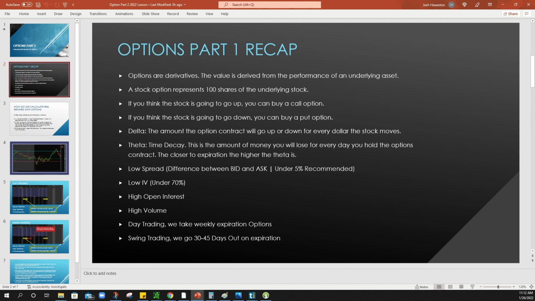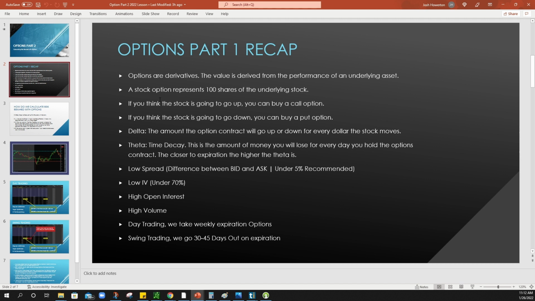This is our checklist. Low spread, under 5%. Low IV. My preference is under 70%. Some traders have a preference under 50%. Some traders will not touch an options contract if the IV is over 100%. So my checklist is a low IV as well. Ideally, under 70%.